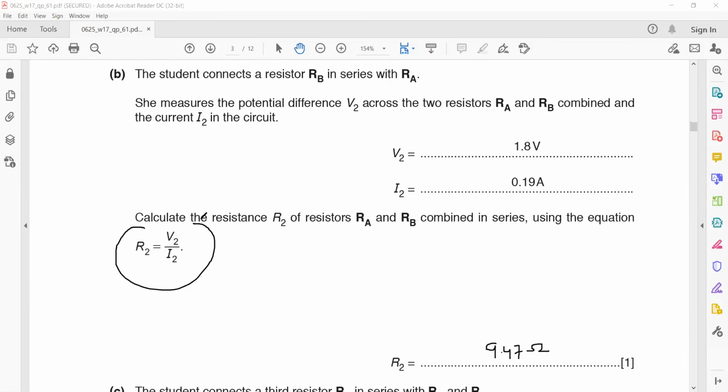For paper 6, you don't have to memorize or learn any formula. Just use the formula given in the question to find the answer.